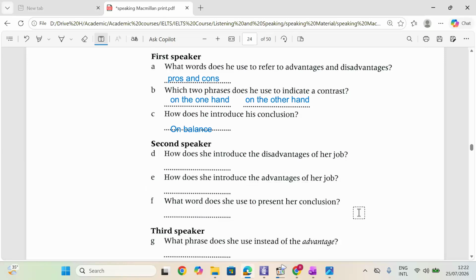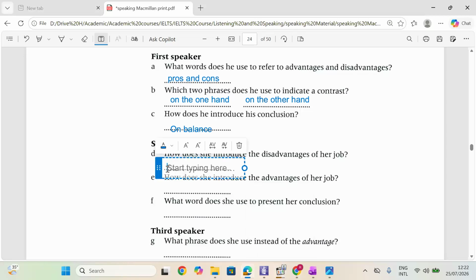Speaker 2. I've been a nurse for 20 years. The disadvantage with nursing is that it is hard work and the pay is not great. But the great advantage is that I can choose my hours and work as many or as few as I want. So overall, I'm happy to continue working.